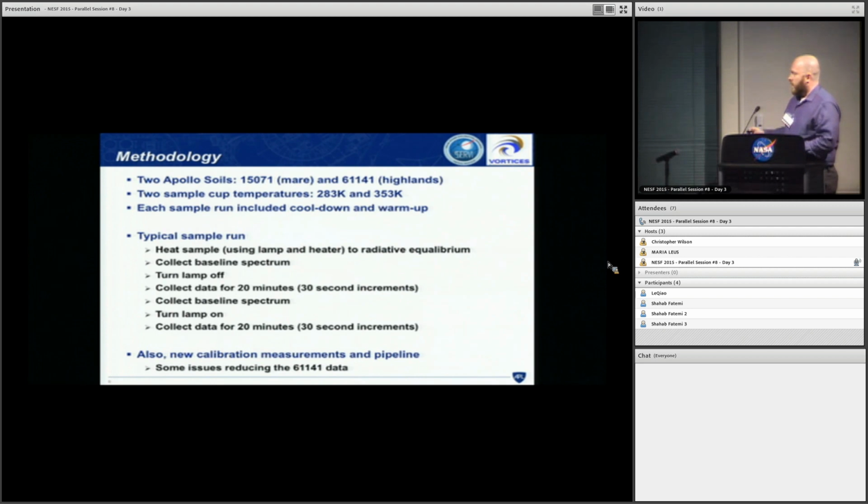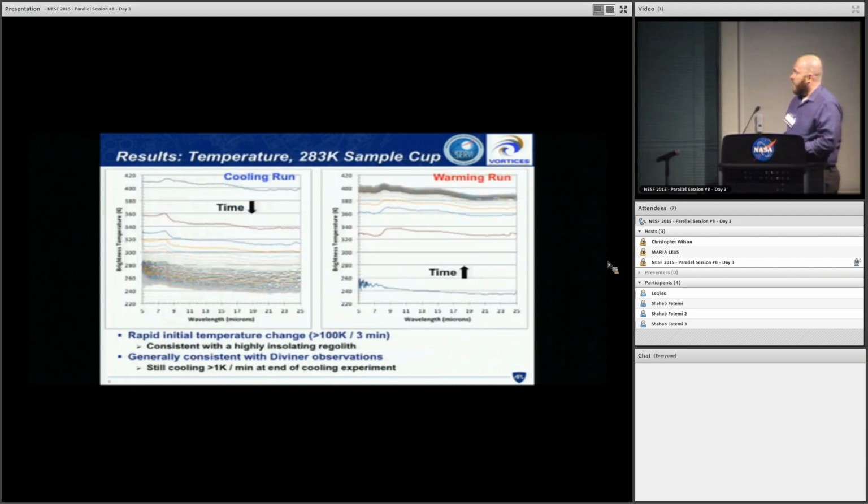And then also, in these measurements, the sample temperature goes from being much higher than ambient to lower than ambient. And if you use an FTIR, you know that this can cause a problem in your calibration. So we developed a new calibration pipeline working with Paul Lucey. And we're still working on reducing the Highlands data. But I do have the Mare data to show today.